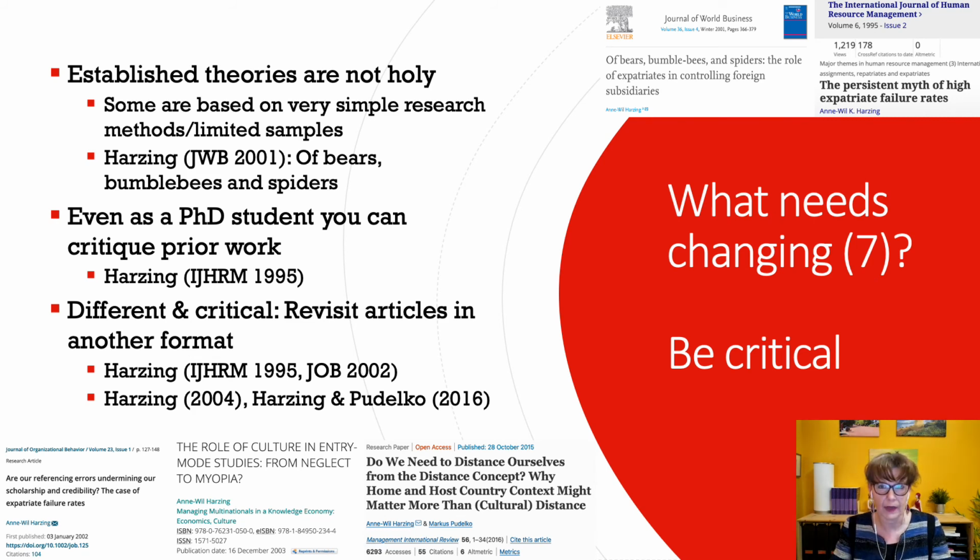My first ever article that I published in the International Journal of IHRM in 1995, The Persistent Myth of High Expatriate Failure Rates, was in fact a very critical article in a way because it showed that there was a myth that expatriate failure rates were incredibly high, and that was created by massive misreferencing of 3 articles, and only one of these articles contained solid empirical evidence, and it showed expatriate failure rates to be rather low. I did kind of pause for a while and think, should I publish this?